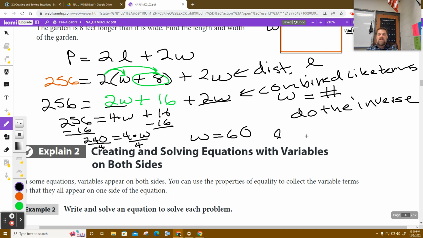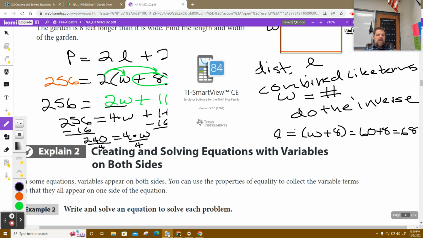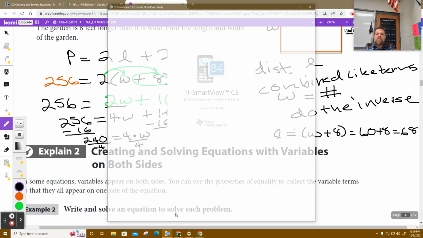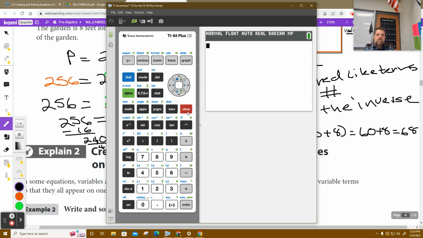And the length, remember the length was equal to W plus 8. So that would be 60 plus 8, or 68. We could double check that because remember, if that's right, when I add all these sides up, it should equal what? 256, right? So if I say 60 plus 60 plus 68 plus 68, it equals 256, right? So it worked out.